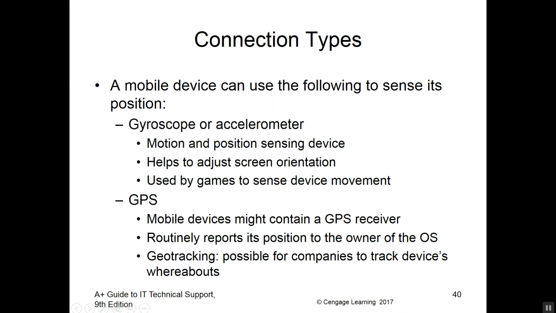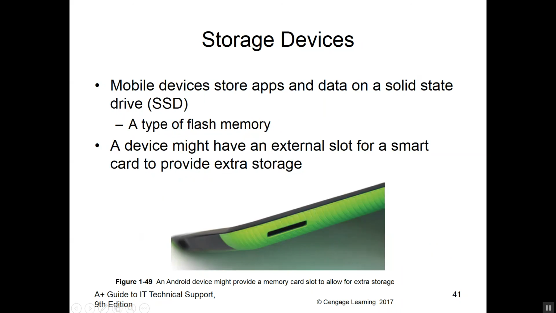Okay. Now, a mobile device has a gyroscope or accelerometer, a motion and position sensing device. It helps it adjust the screen orientation when you move your phone around. It's also got GPS that reports the signal so that the OS knows where you're at and can track your location. It will use up your battery pretty fast.